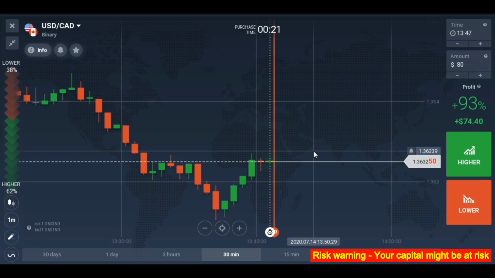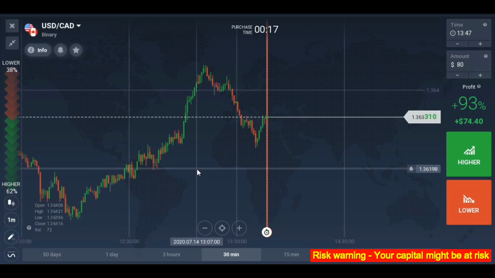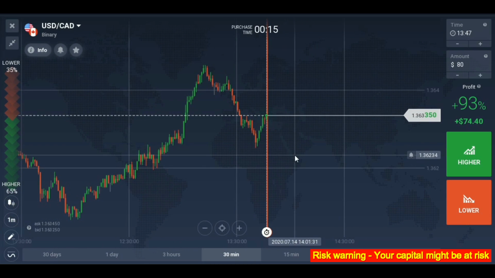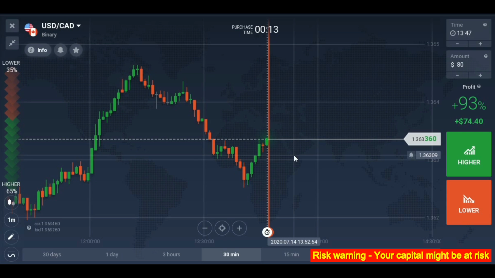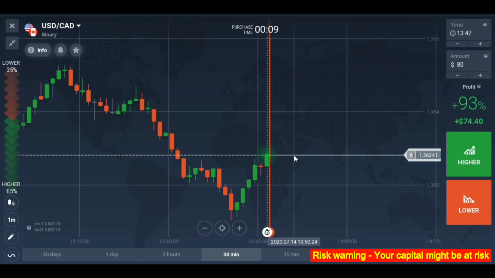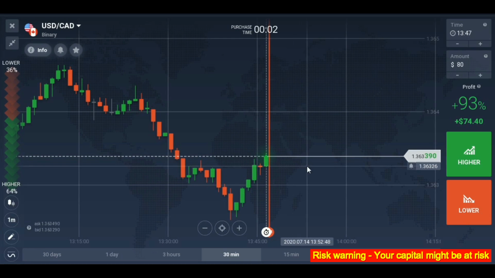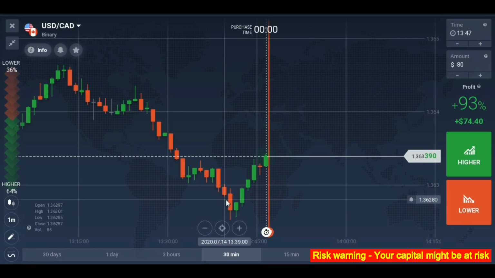As you can see, if you look carefully, the major trend is an uptrend, but if you go to the minor trend, because we are taking trades over the next 4 to 5 minutes, the major trend does not affect it most. The minor trend is what we are focusing on. So as you can see, the minor trend is a downtrend here.